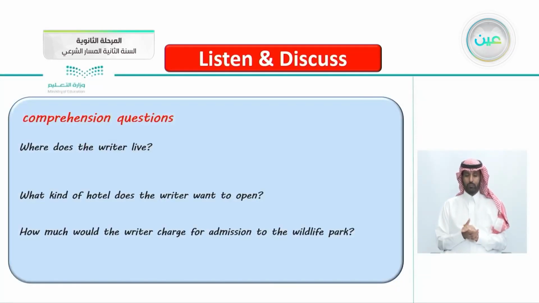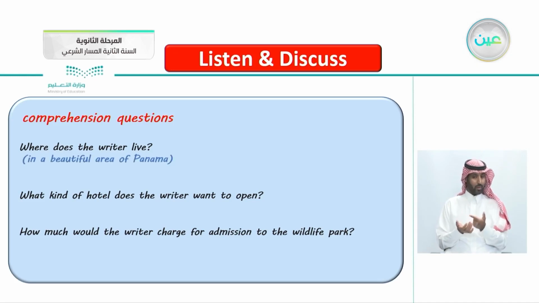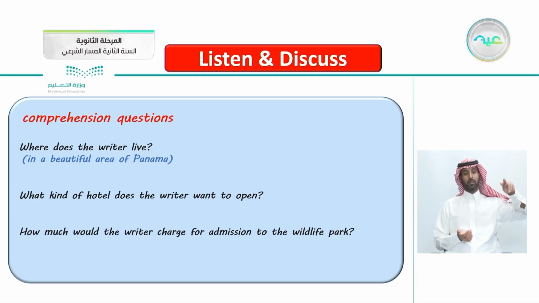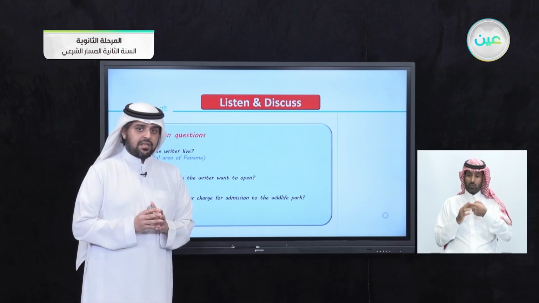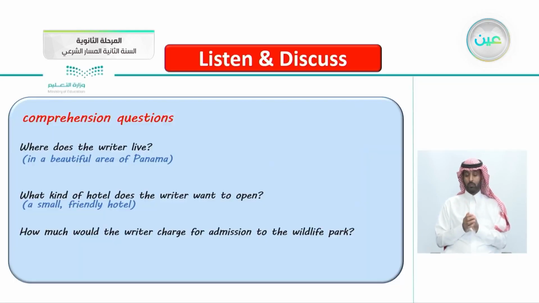So these are the questions here, comprehension questions. Where does the writer live? Yes, in a beautiful area of Panama. He lives in a beautiful area of Panama, or you can say he lives in Panama. So what kind of hotel does the writer want to open? Is it a big hotel, a unique hotel, a small hotel? Yes, that's correct. He wants to open a small, friendly hotel. Just a small, friendly hotel.